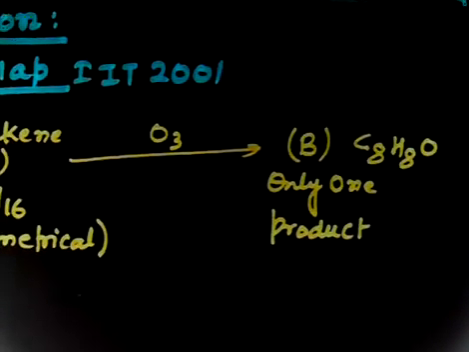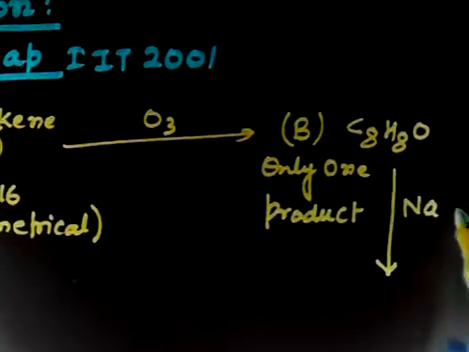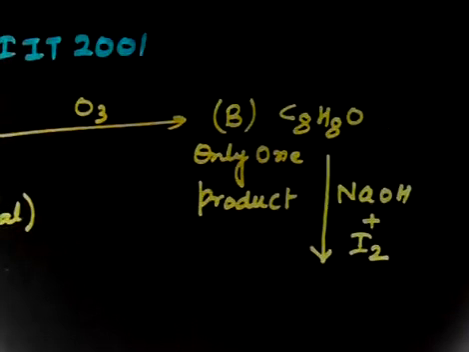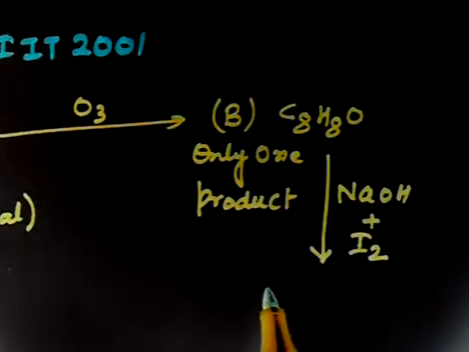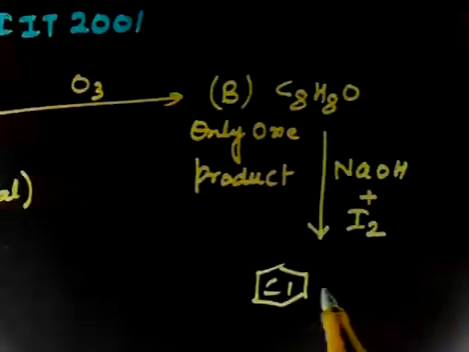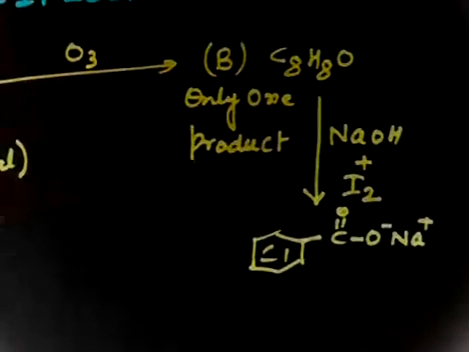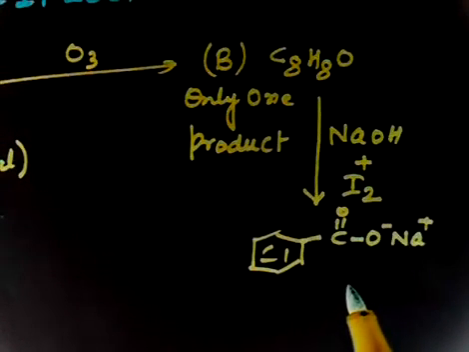The compound B on reaction with NaOH plus I2. If B is treated with NaOH plus I2, now if you remember, this is the iodoform test. NaOH plus I2 is the iodoform reaction, and this is given by methyl ketone. It yields sodium benzoate. So the product is sodium benzoate, which will be this, C6H5COO minus Na plus. So this is a salt of benzoic acid. So this is one product. Reacting with NaOH and I2 gives sodium benzoate.